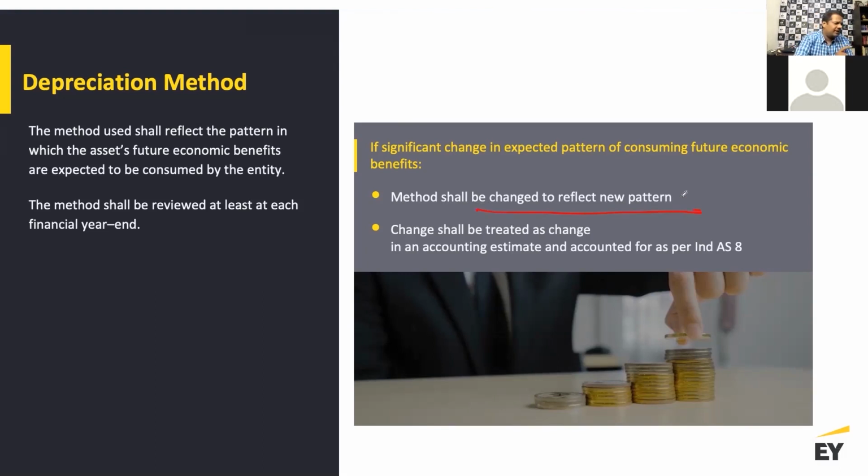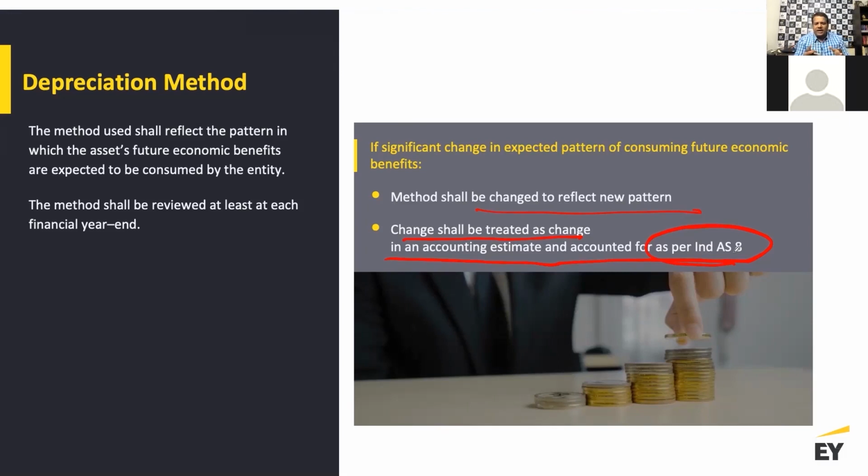Now, the important thing for you to understand here is that the change shall be treated as a change in an accounting estimate and accounted for as per Ind AS 8. A change in the method of depreciation, or a change in the estimated useful life of the asset, or a change in the estimated residual value of the asset, all of these are considered as a change in accounting estimate, and a change in accounting estimate under Ind AS 8 is required to be done on a prospective basis.